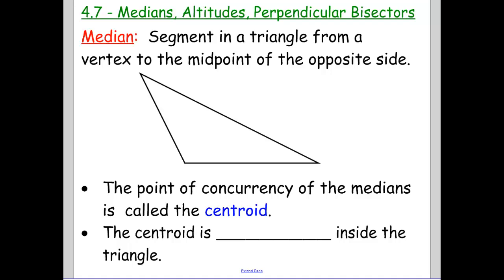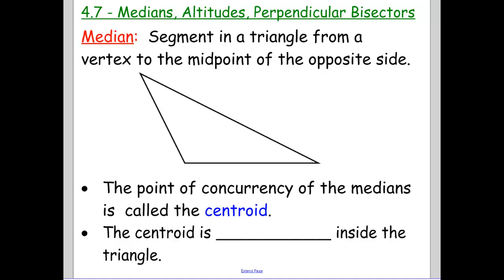Today we're going to be talking about medians, altitudes, and perpendicular bisectors. A lot of this we've already discovered in our Sketchpad Explorer, but if you were absent, or you need a refresher or another explanation that you don't remember from class, here's our video.